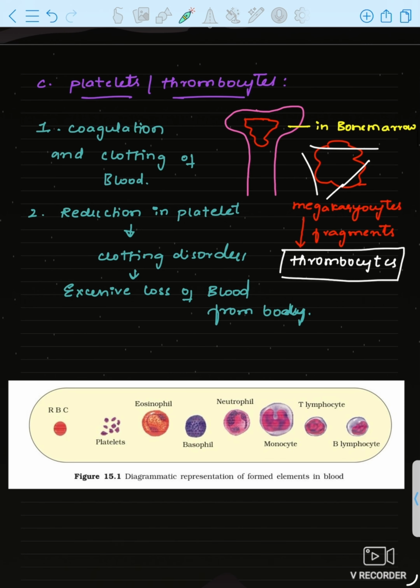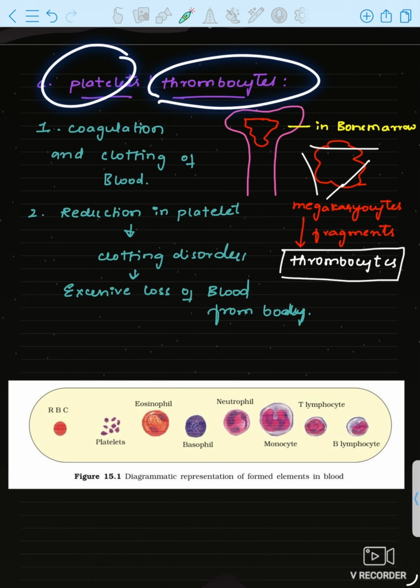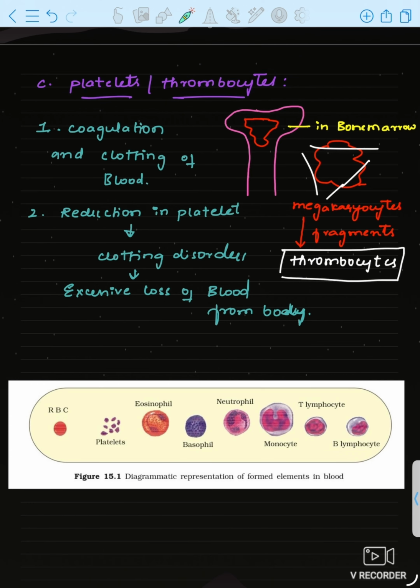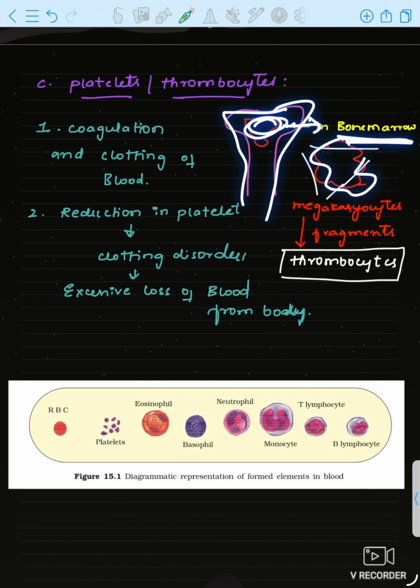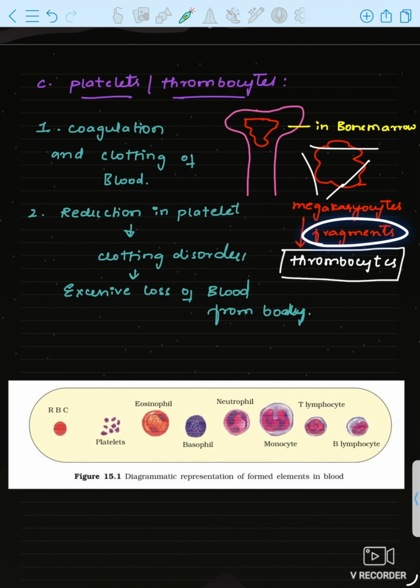Now let us discuss platelets, or thrombocytes. In the bone there is red bone marrow, no? In the bone marrow some megakaryocyte cells are there. On rupture of these megakaryocytes, fragments of cells are formed. Those are called thrombocytes. What is the function of thrombocytes? Coagulation and clotting of blood.